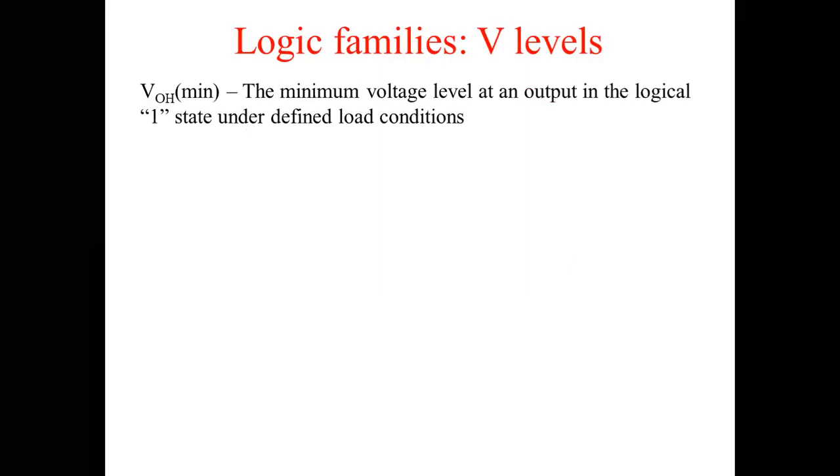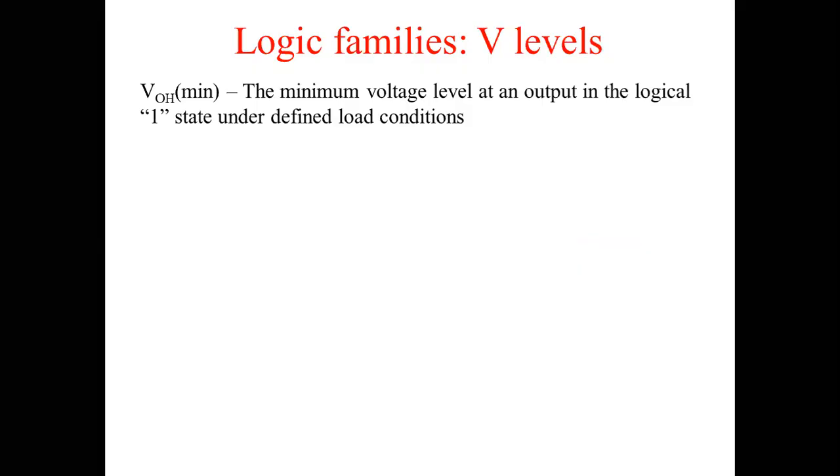Then logic family voltage levels. What type of voltage levels do we consider in a logic family? The first is VOH, output high voltage. That is the minimum voltage level at an output in the logical one state under defined load conditions. It means when the logic output of the gate is 1, what is the minimum voltage? Suppose I am using a 5 volt power supply, then 0 is 0 volt and 1 is 5 volt.